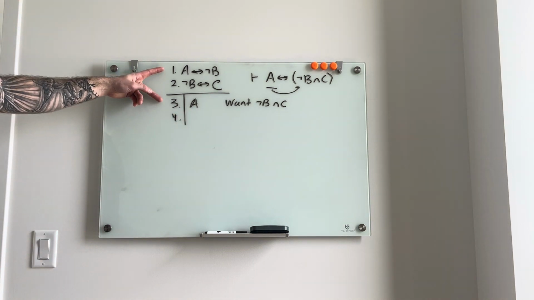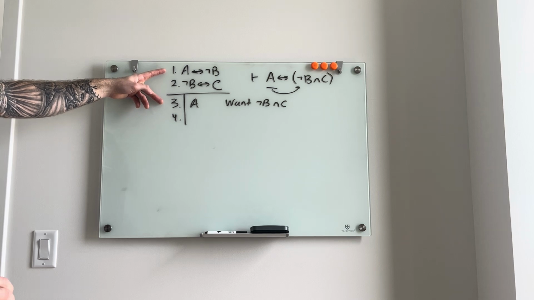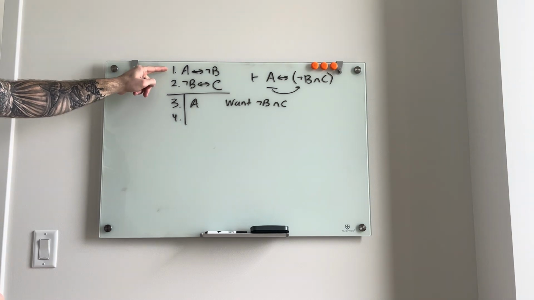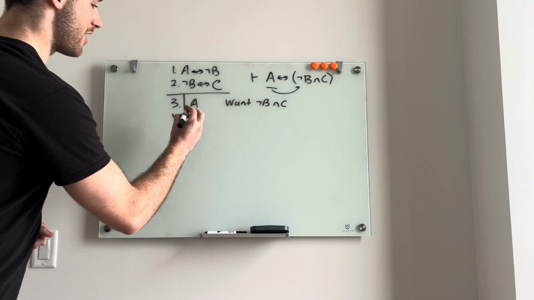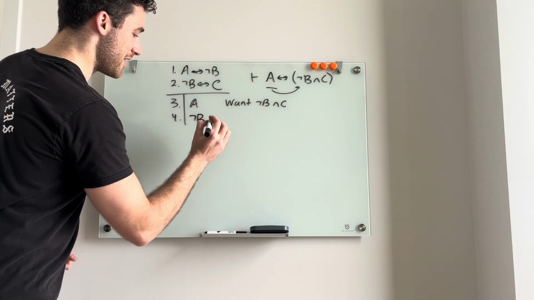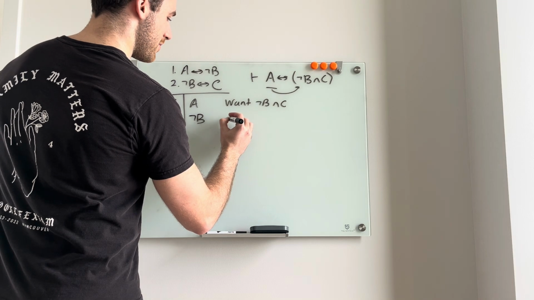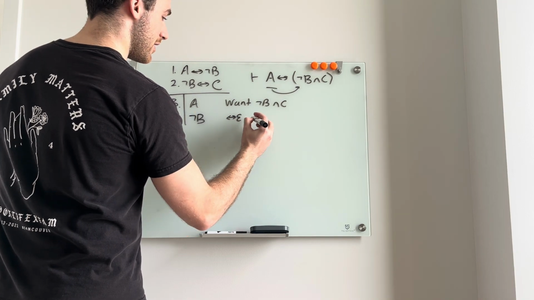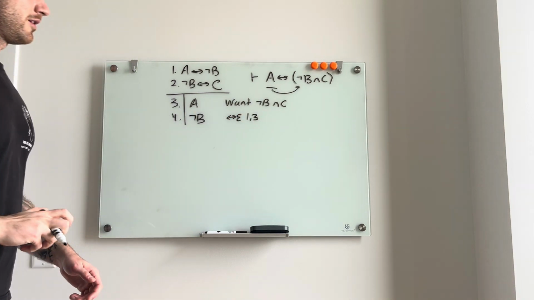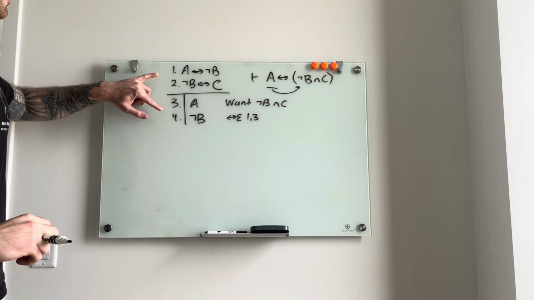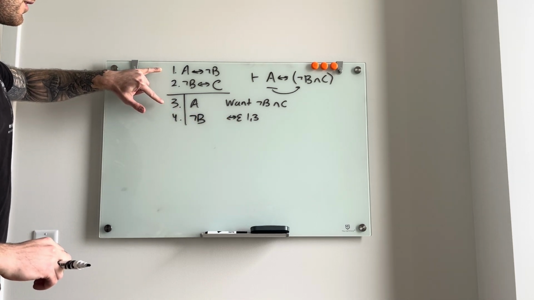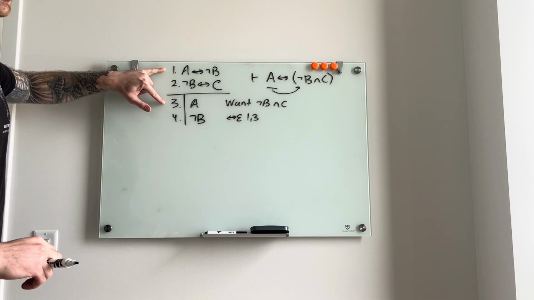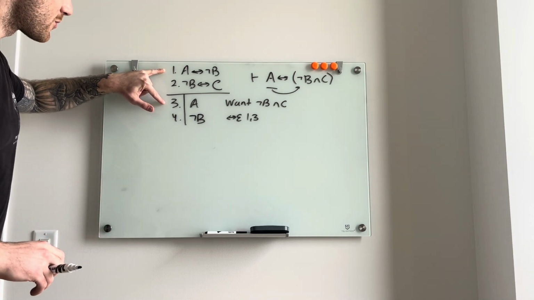So 1 and 3 tells me that not B must be true, right? Because A implies not B, and I'm assuming A now. So now I get to conclude not B, and that is going to be biconditional elimination on 1 and 3. If you're not sure about this step, go look at your biconditional elimination rule and see that lines 1 and 3 are a case of that. They're a case where you can apply that.